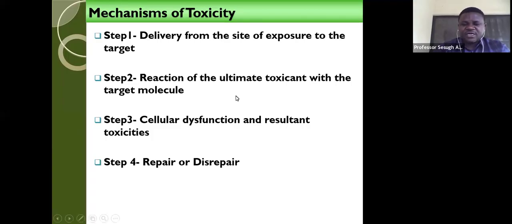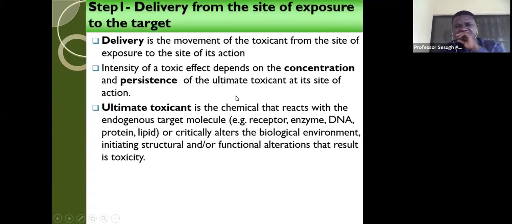So we tried to look at delivery yesterday. I would say delivery is the movement of the toxicant or the chemical from the site of exposure to the site which is its target or site of action. And we also mentioned that it could be the liver. If the drug is delivered onto the liver, that becomes the site of action, for instance, or a kidney, or any other organ in the system.